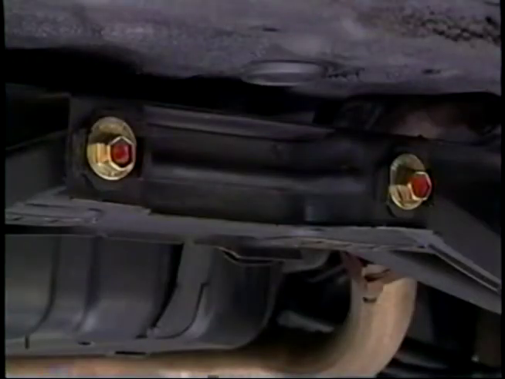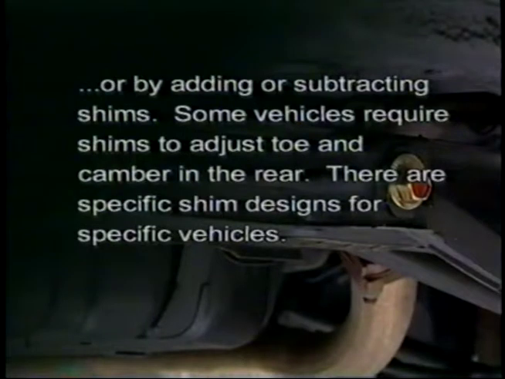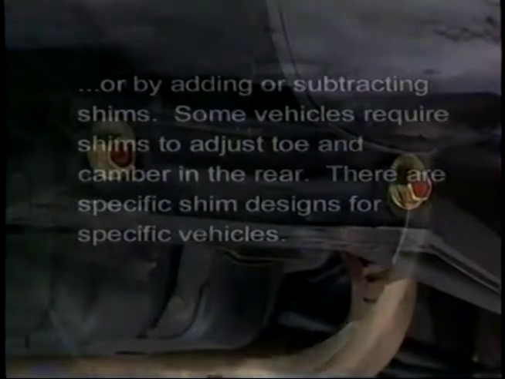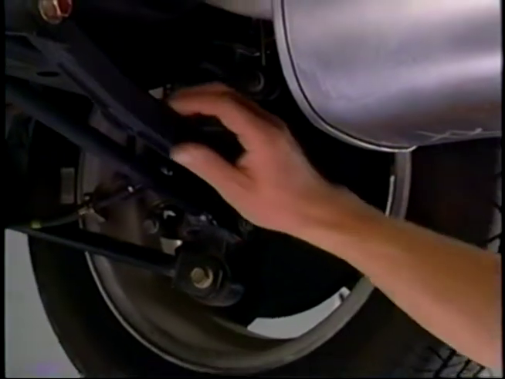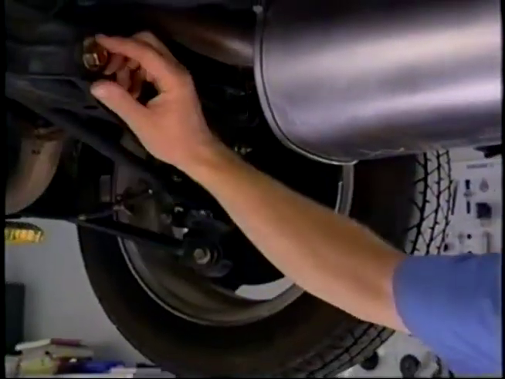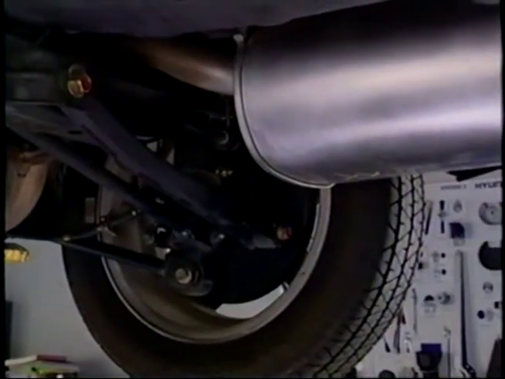Adding and removing shims on the upper control arms will correct both camber and caster on most rear-wheel drive cars. You can adjust the rear-wheel toe on most front-wheel drive vehicles by moving concentric cams or by adding or subtracting shims. Some vehicles require shims to adjust toe and camber in the rear. There are specific shim designs for specific vehicles. If there are no structural problems or damaged suspension or axle components, adjusting the rear wheel toe will correct an incorrect rear wheel thrust angle.